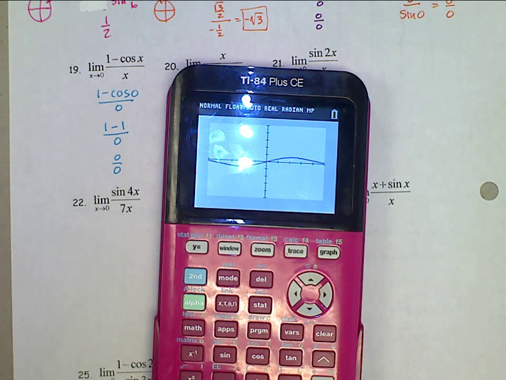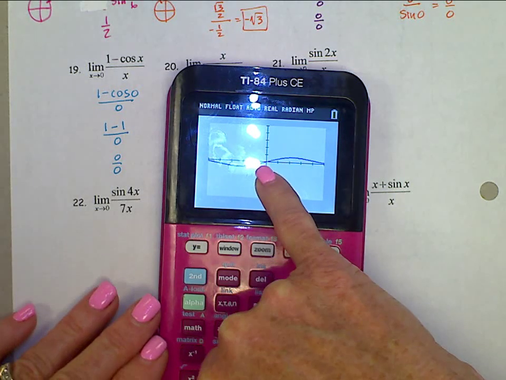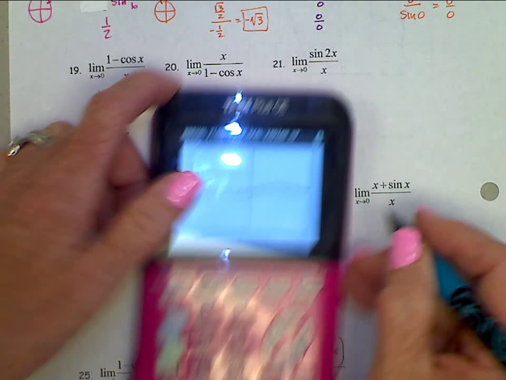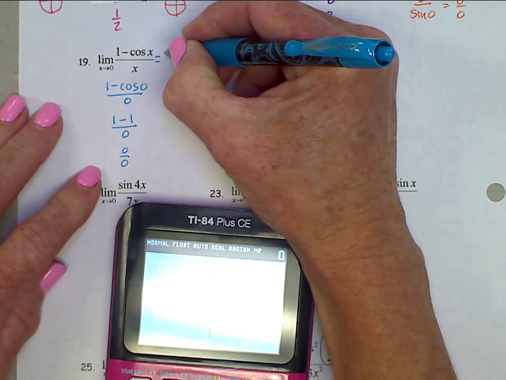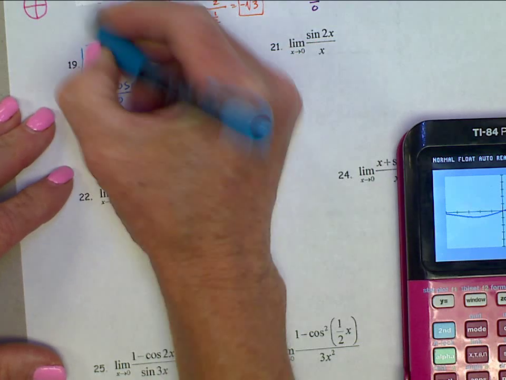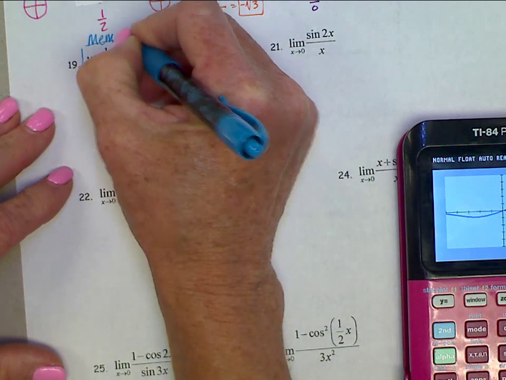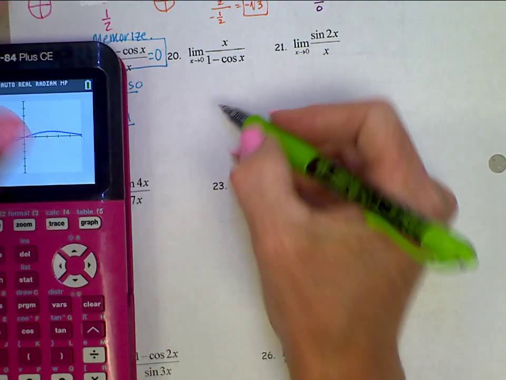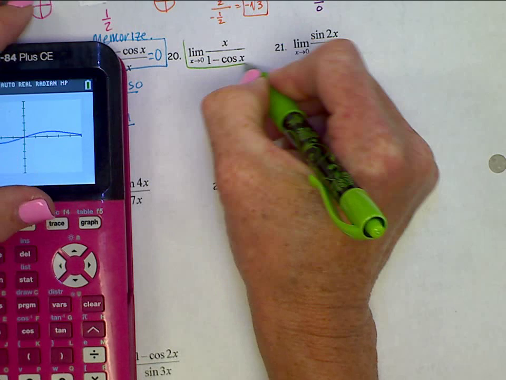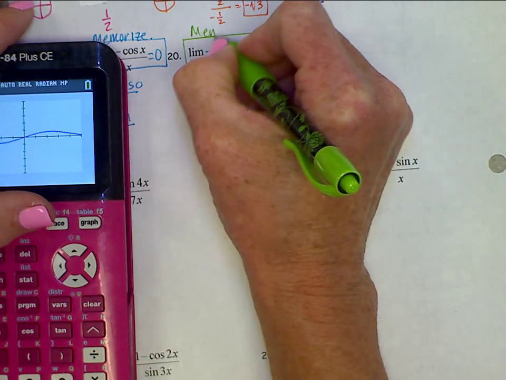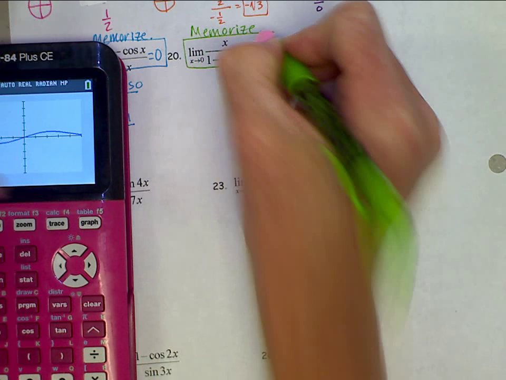And you should see that this limit is 0. It does hit right here, very close to 0, 0. So here's another one that I'm going to ask you to memorize. And this last one as well, I will ask you to memorize this. Go ahead and start graphing that on your calculator. And let's see what that limit is.